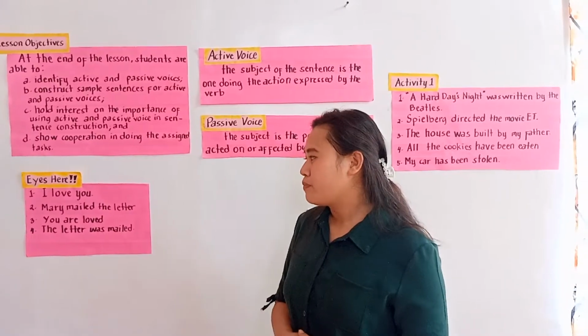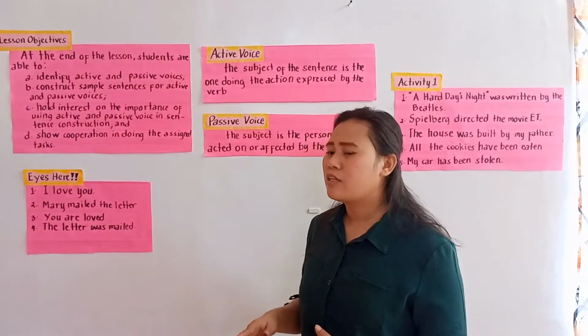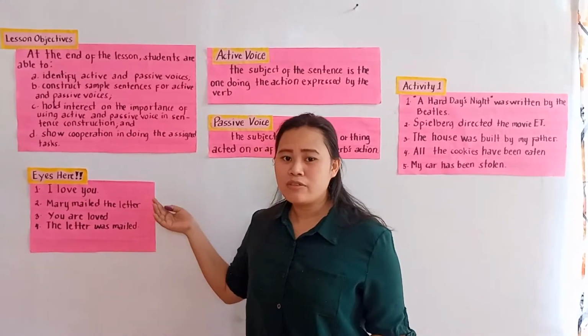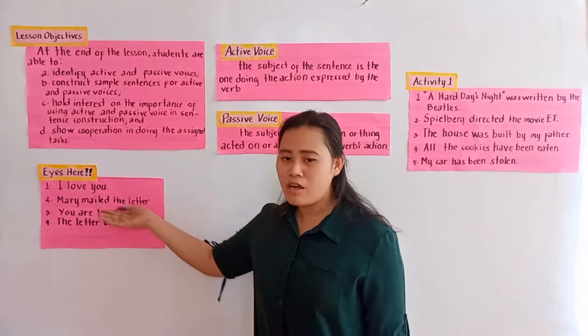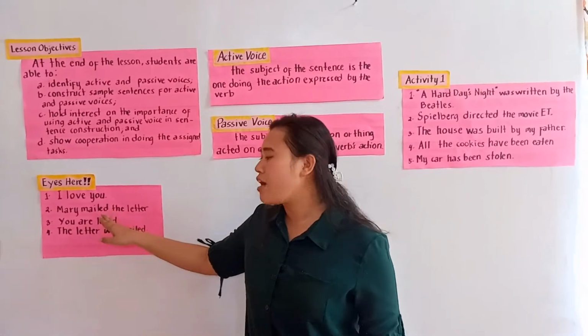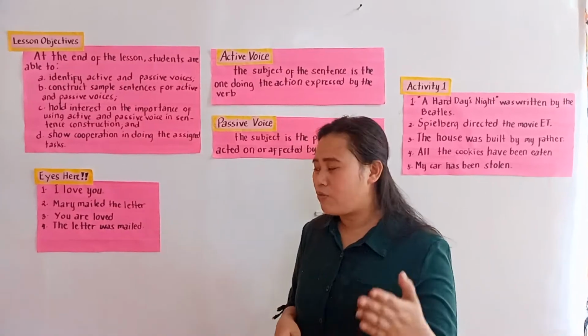Okay, yes, John. Yes, the doer of our action is I. And our verb, or our action, is love. How about the receiver? Who is our receiver? Okay, yes, we have you. Next, thank you for that one, John.